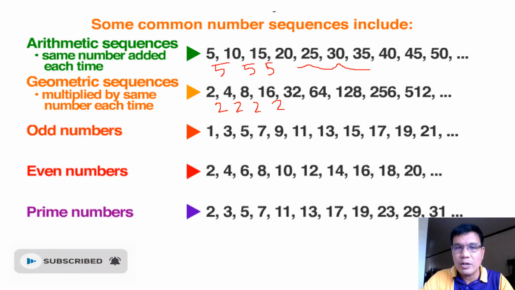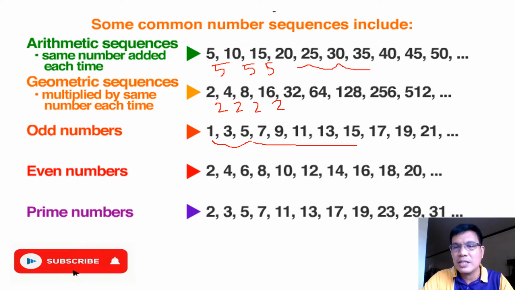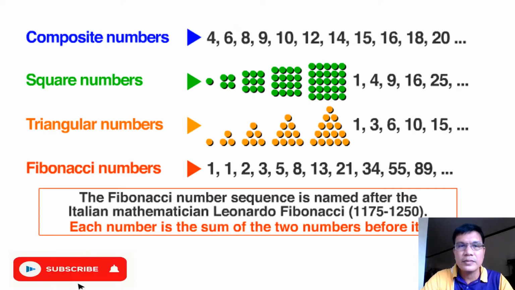Another is odd numbers. What are the odd numbers? 1, 3, 5, 7, 9, 11, 13, 15, 17, 19, 21. Another are the even numbers. 2, 4, 6, 8, 10, 12, 14, 16, 18, and 20. There are also prime numbers. 2, 3, 5, 7, 11, 13, 17, 19, 23, 29, 31, and so on. And also we have composite numbers. 4, 6, 8, 9, 10, 12, 14, 15, 16, 18, 20, and so on.